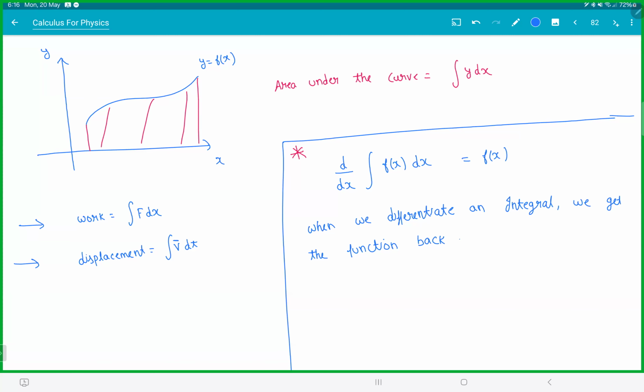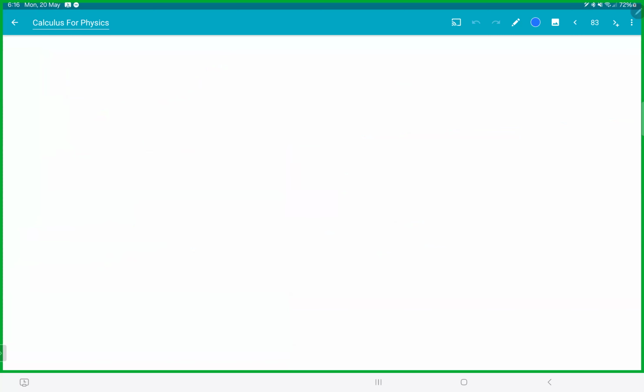Clear? So let's see the first one. The most common one, almost 70% of your integrations are this only, x power n ka integration. So we have a function f of x, and then we have f of x dx. The first integral: integral x power n dx for n not equal to -1. This formula is not valid when n is -1. The formula is given by x power n plus 1 by n plus 1 plus constant.